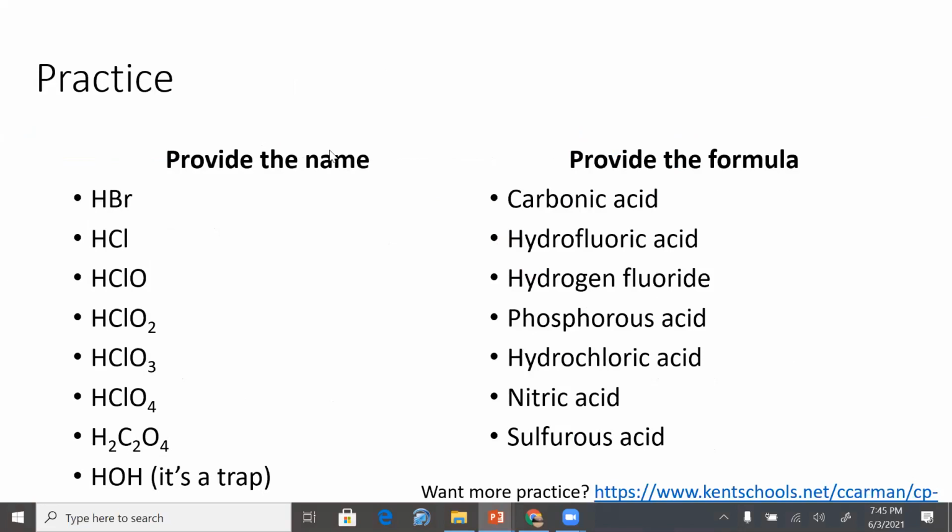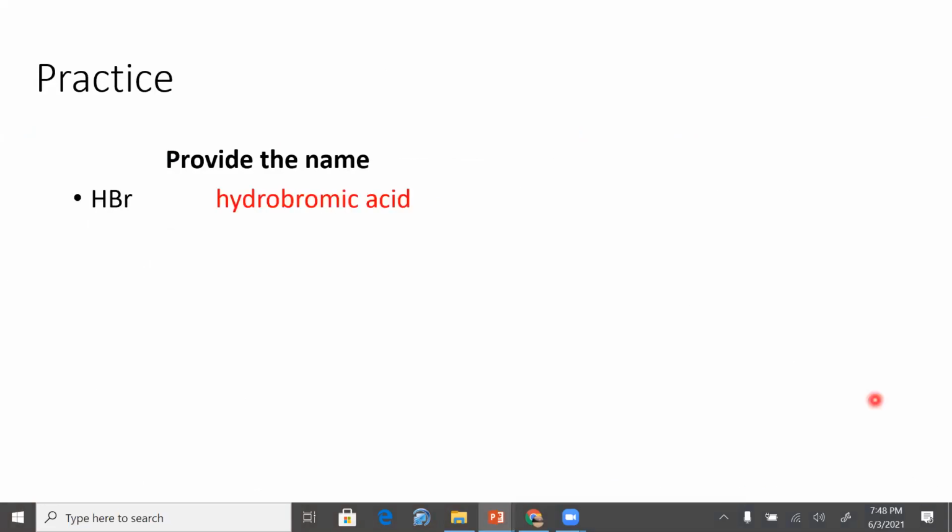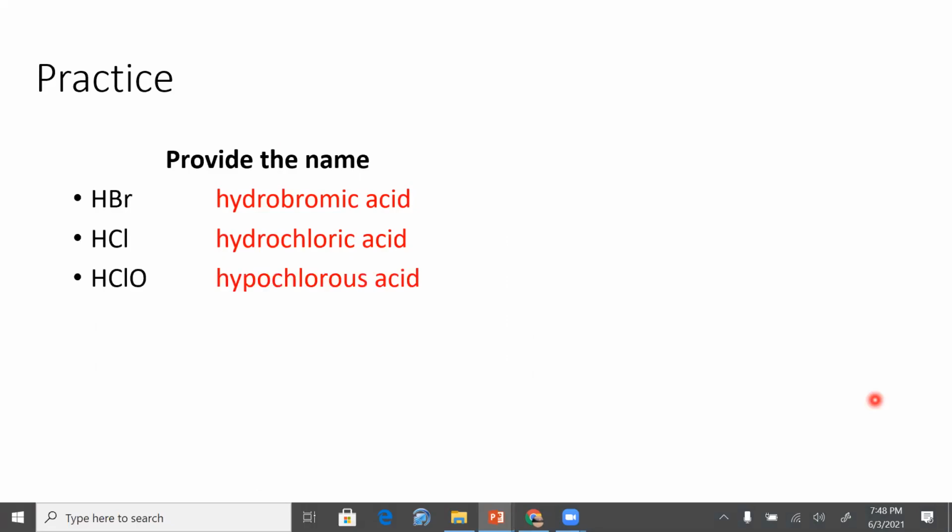So let's look at a couple of examples. So HBr is hydrobromic acid. HCl is hydrochloric acid. And if we look at those two, they're both binary acids. That's why the hydro is there. If we look at HClO, okay, now it's got oxygen in it, so we don't want to write hydro. ClO is hypochlorite. Ite goes to ous, so hypochlorous acid. That's not hydro, hypochlorous acid.